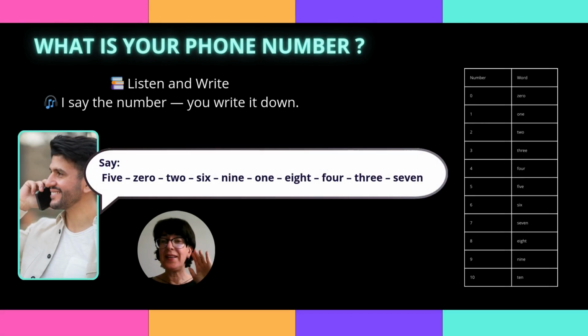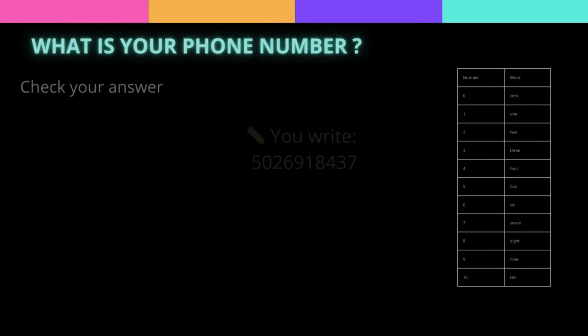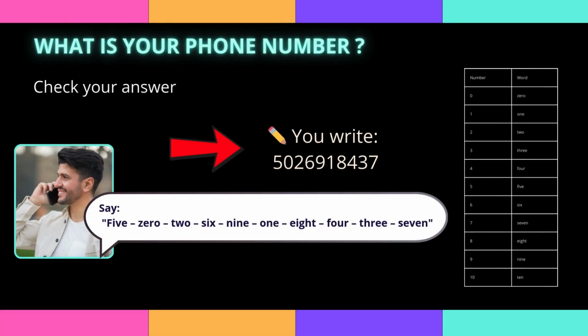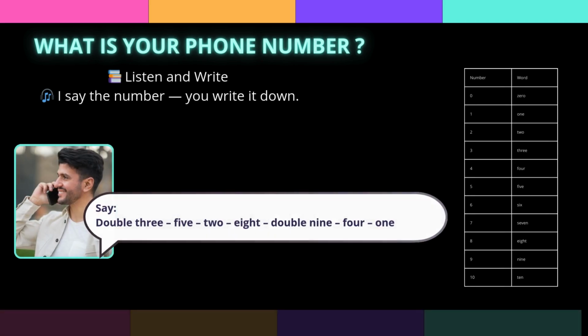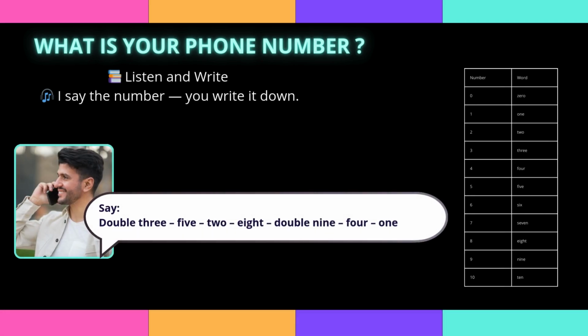Listen and write. 5, 0, 2, 6, 9, 1, 8, 4, 3, 7. Listen and write. 3, 5, 2, 8, 9, 4, 1.